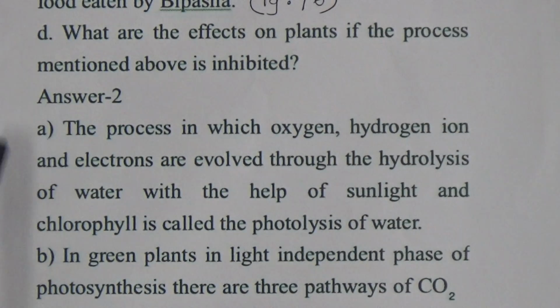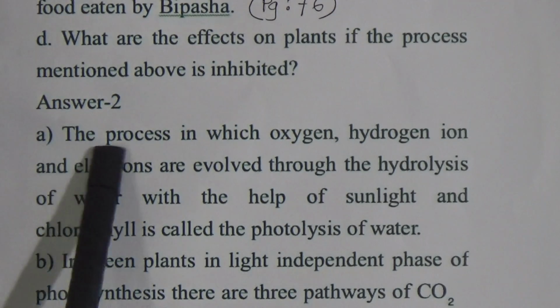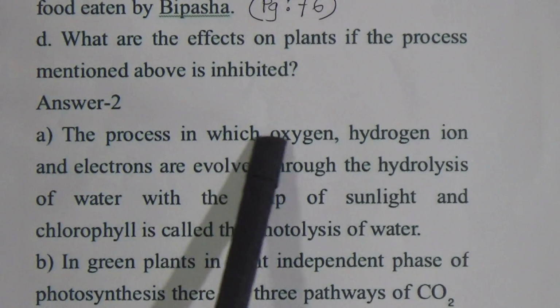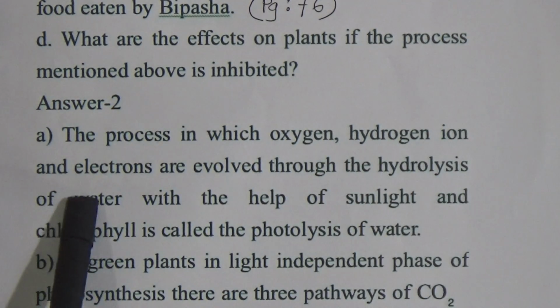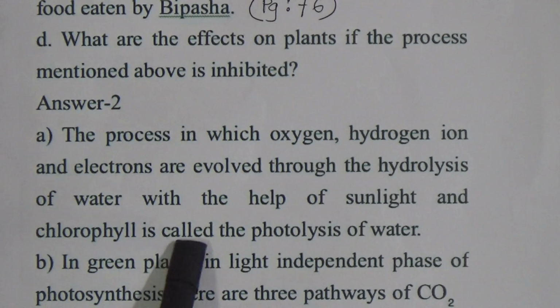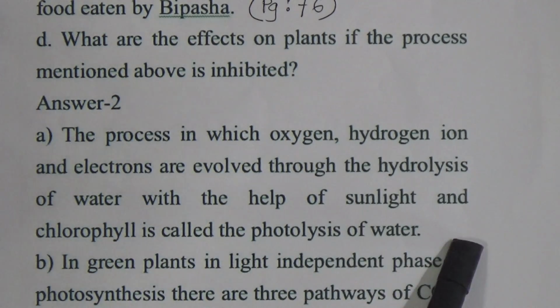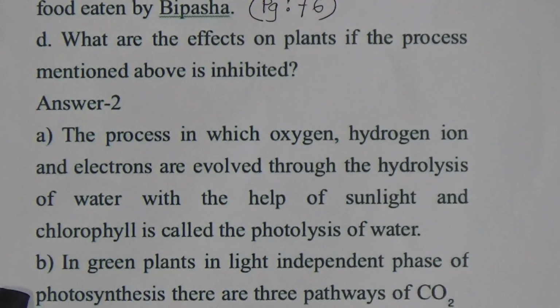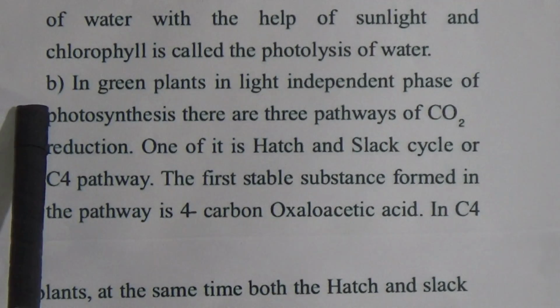Now come to the answer. The answer of A is: the process in which oxygen, hydrogen ion and electrons are evolved through the hydrolysis of water with the help of sunlight and chlorophyll is called the photolysis of water. Now come to the next question's answer. What is meant by C4 plant?